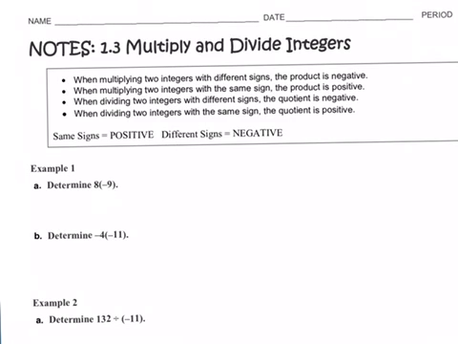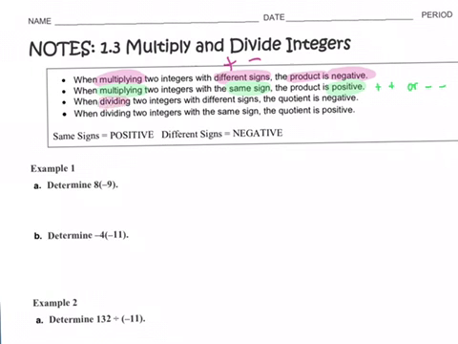So when we're multiplying and dividing, if we're multiplying two integers with different signs, so for example, I've got a positive and I've got a negative, then the product is negative. If they're different signs, they're negative. If we're multiplying two integers with the same signs, so two negatives or two positives, the product is positive. Okay, so even if we've got a positive and a positive, or a negative and a negative, the answer will be positive.